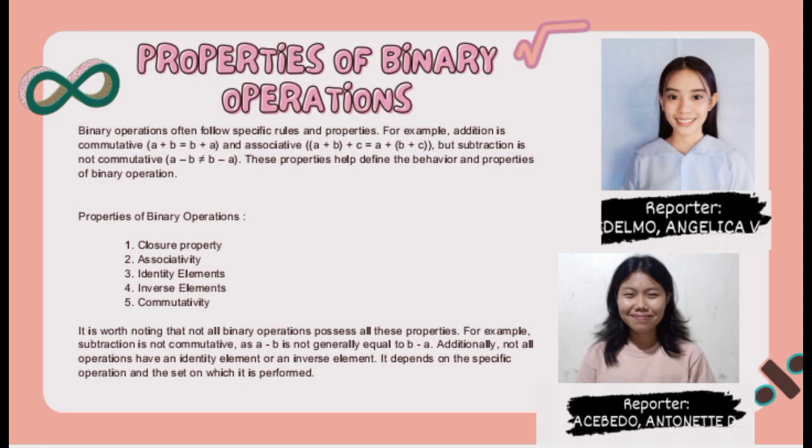For example, the identity element for addition is 0, as A plus 0 equals A for any element A. Similarly, the identity element for multiplication is 1, excluding the number 0 in some cases, as A times 1 is equal to A for any element A.